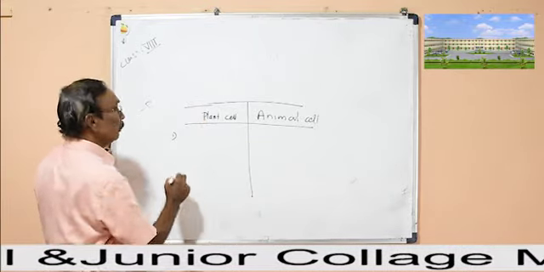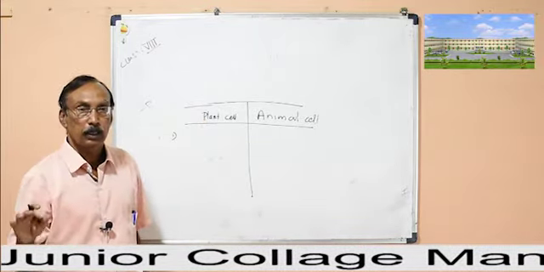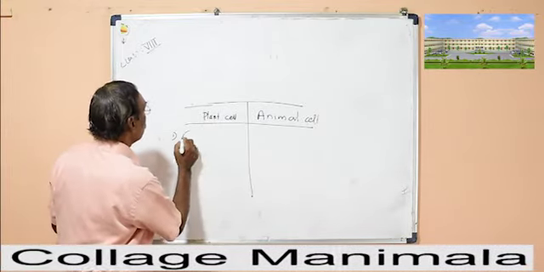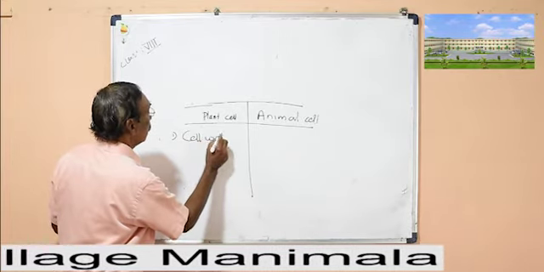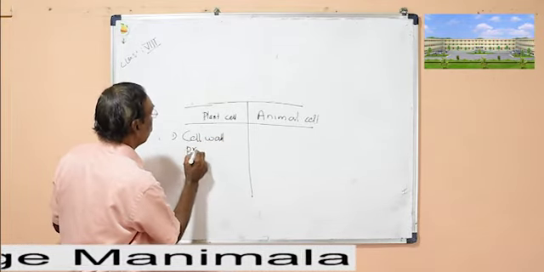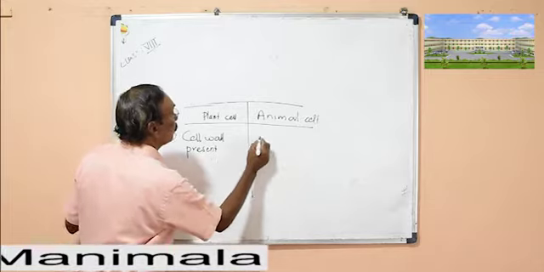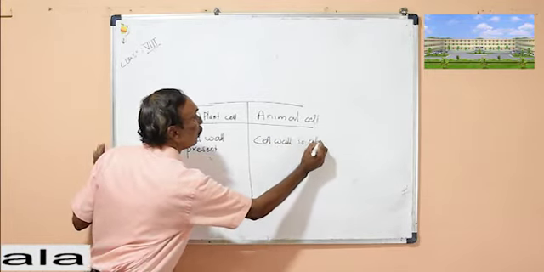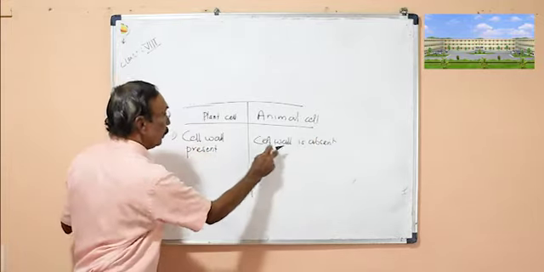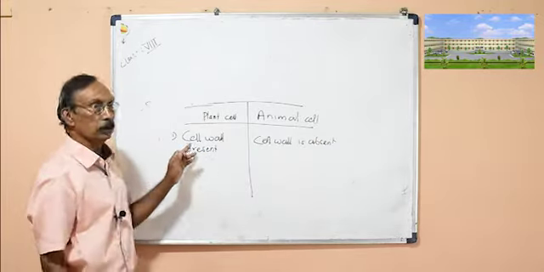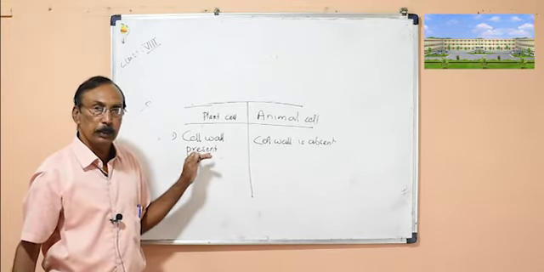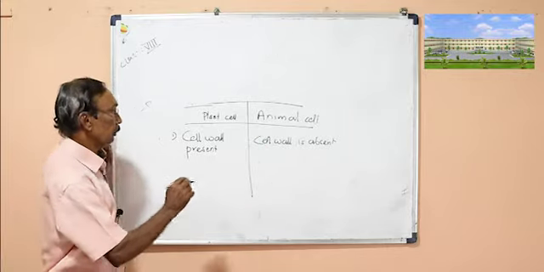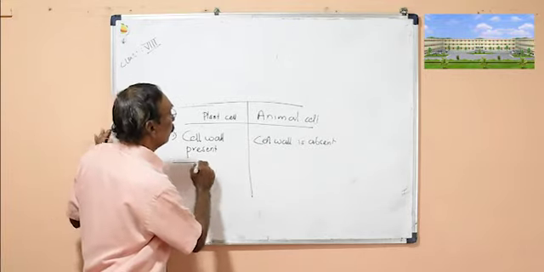The one important difference is plant cells are surrounded by the cell wall. Cell wall is present in a plant cell, but cell wall is absent in animal cell. Only the cell membrane is there in animal cell. In plant cell, both plasma membrane and cell wall outside are there. So that is one difference.